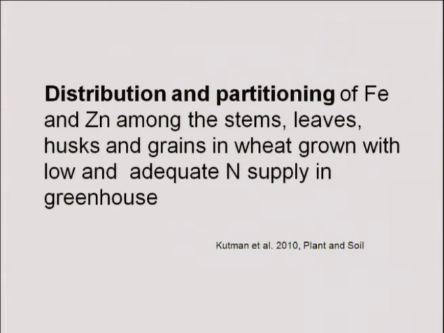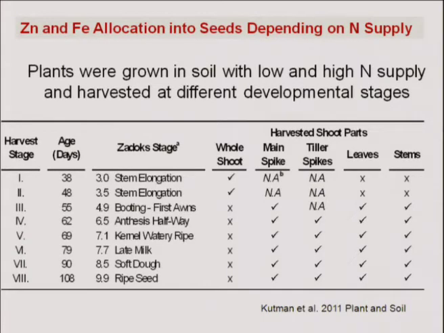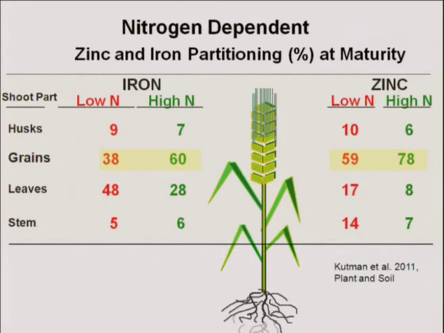So another student made an experiment. He grew wheat plants under low and sufficient nitrogen supply, and he analyzed the plants at 7 growth stages. He wanted to make a balance, a distribution of zinc in the grain, in the stem, in the tiller, in the spikes. And I will show you only one result from this experiment because there are so many data.